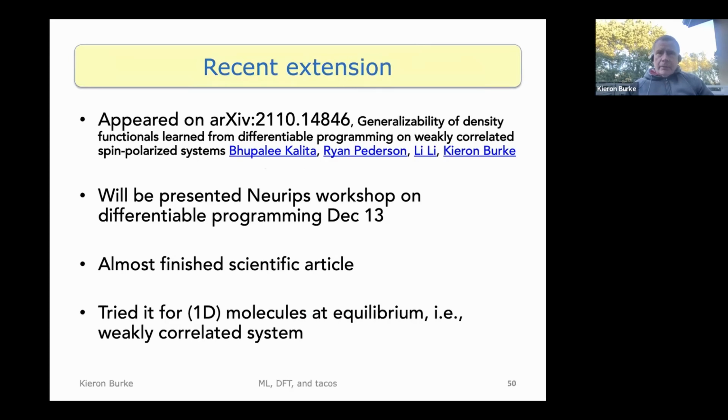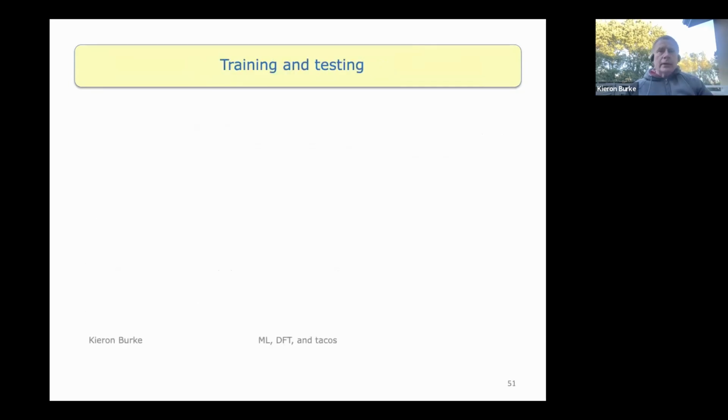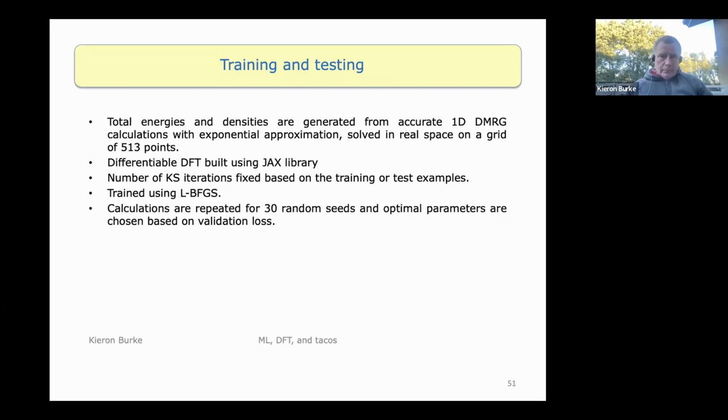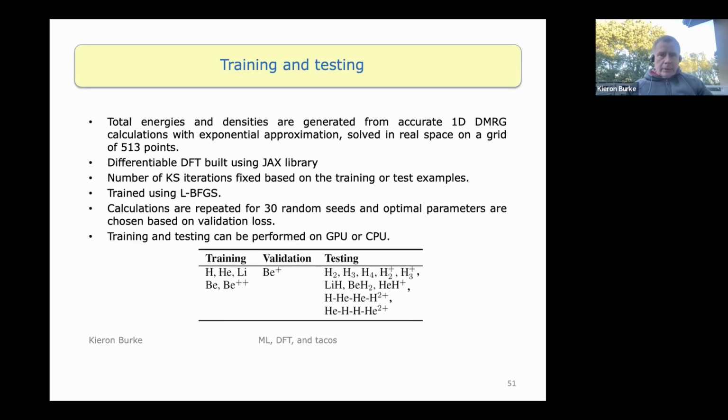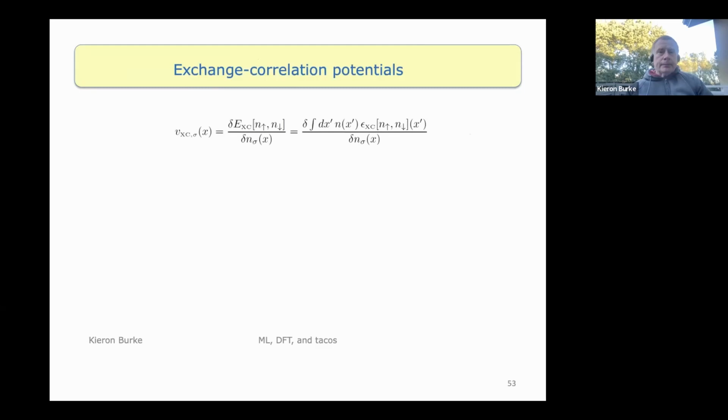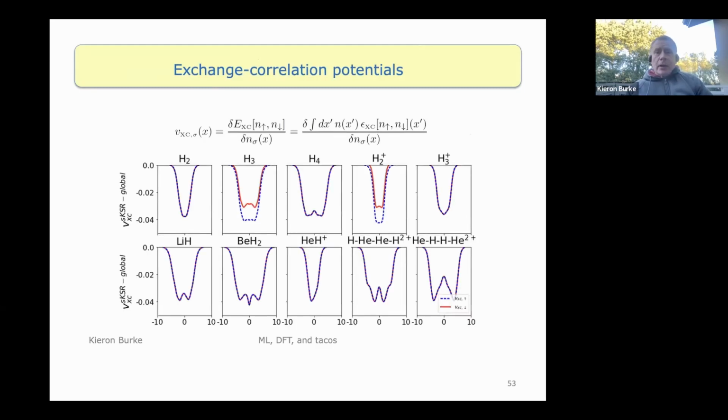And then just about a month ago, there was this NeurIPS workshop on differential programming, and we had done a bunch of work for weakly correlated systems and found that it works extremely well, again in our 1D world. So in the weakly correlated systems, we just trained on a few atoms and validated on one particular ion, and then tested on molecules, and we get very good results. Actually, the potentials are not bad, but the densities are all very good when we do it this way.